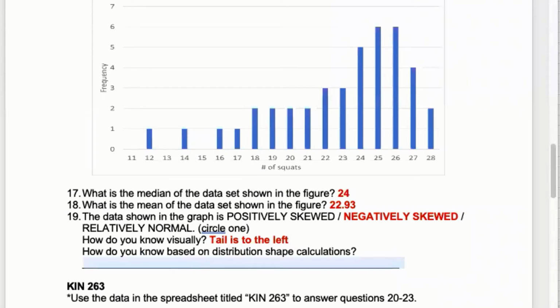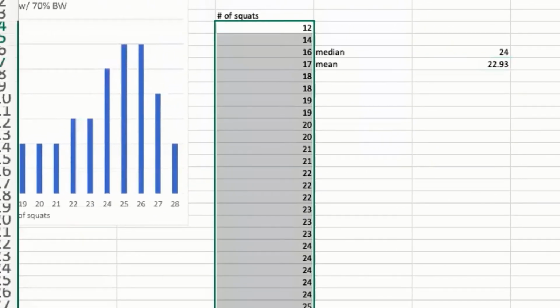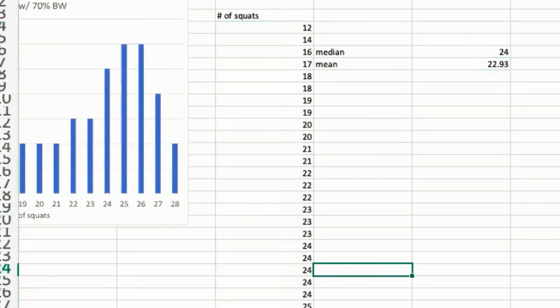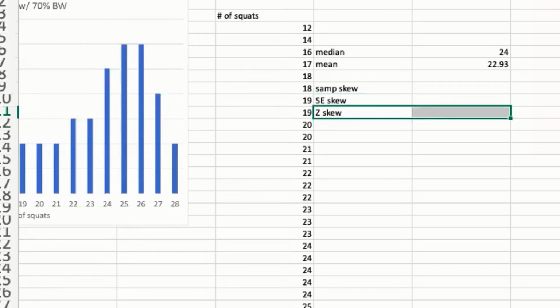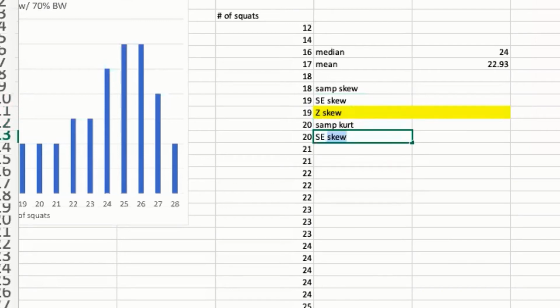Based on distribution shape calculations, we could do a couple of things. We could put this into SPSS to get our skewness and kurtosis values, or we can calculate it in Excel. I'm just going to do it in Excel since we have it open. You'll recall sample skew, SE skew, and we use those two to get Z skew. Z skew is the value that we evaluate in comparison to the 1.96 value. And then sample curt, SE curt, and Z curt for our kurtosis.